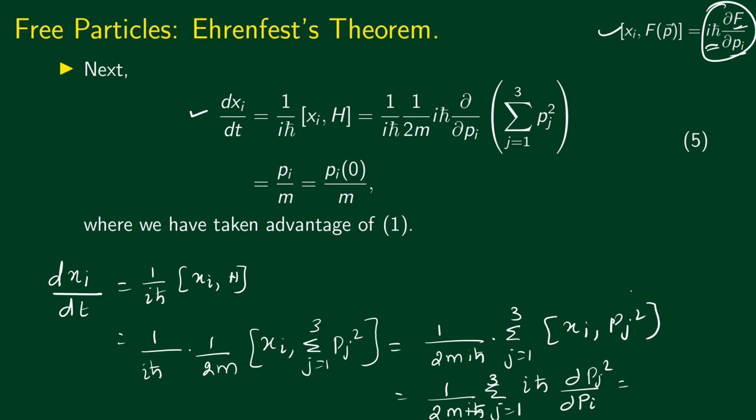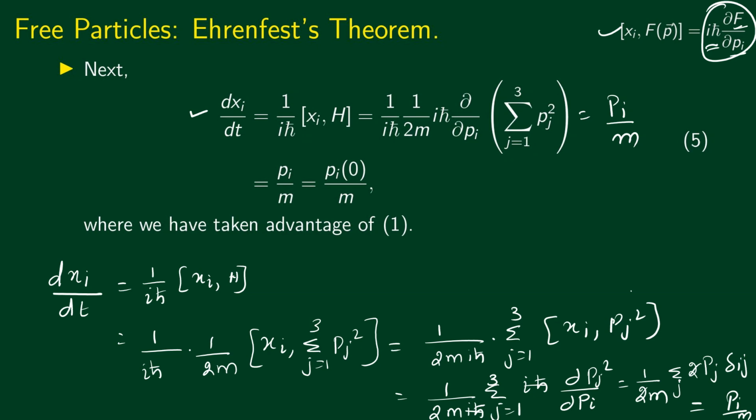We see that the iħ cancels here. So this is equal to 1 divided by 2m, the sum over j equal to 1 to 3. The partial derivative of pj² with respect to pi is 2pj δij. Now you can carry out the sum over j. We know how to do the summation. You will get pi, and the 2 also gets cancelled. So this is simply pi divided by m. We get this result: this is equal to pi divided by m.